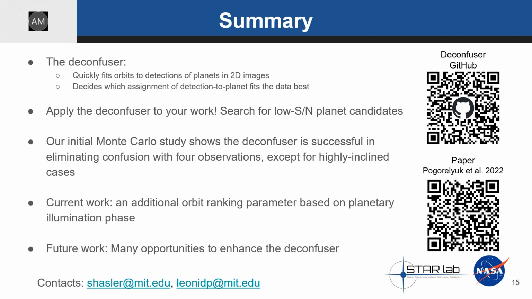We have a question from Andreas Quierenbach in the chat. To guide intuition, it would be interesting to know how many observations are needed to deconfuse the Galilean moons. Is something like that difficult because of the inner working angle and the edge-on geometry?